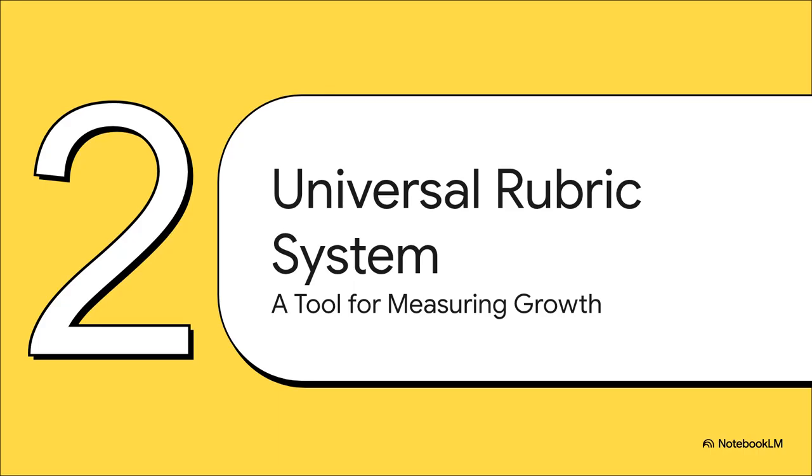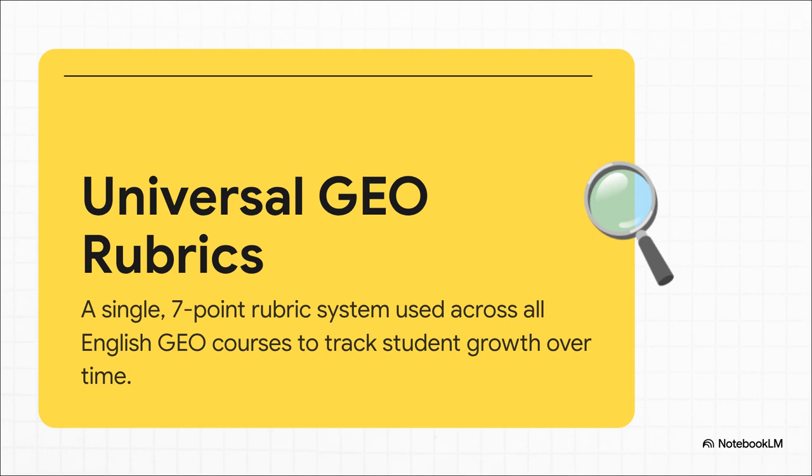Now, this obviously brings up a huge question, right? How in the world can we measure these skills consistently when we have so many different courses, so many different instructors? Well, the answer is in the tool that makes this whole thing work. And that solution is our universal rubric system. We use the exact same 7-point scale for every single general education course, from English 1301 all the way through our sophomore lit classes. And this gives us something really powerful: a consistent, reliable way to actually see and track real student growth over their time with us.